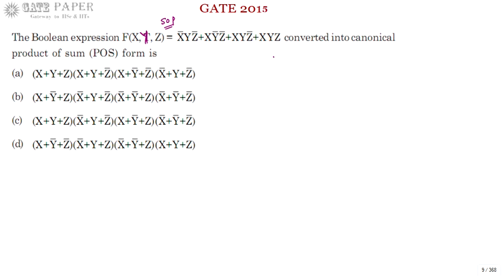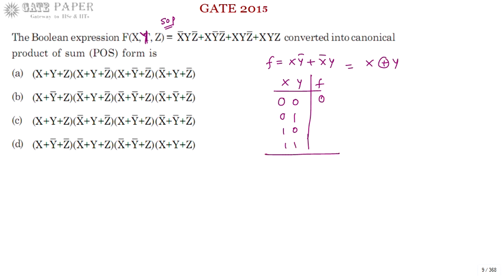Let us assume f is given as x y bar plus x bar y. We know that the truth table of this is nothing but x exclusive OR y. There are two inputs x, y and output is f. 0 0, 0 1, 1 0, 1 1 are the four possibilities, and you get logic 1 as the output whenever inputs are dissimilar, and output is 0 whenever inputs are the same. This is the truth table we know. From this truth table, we get the original expression.